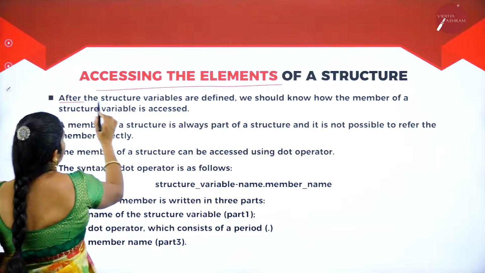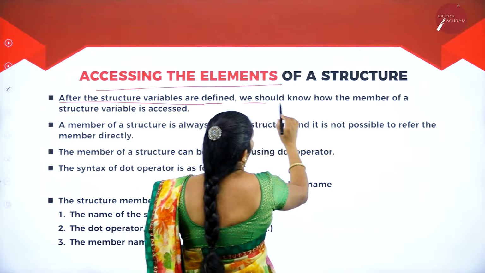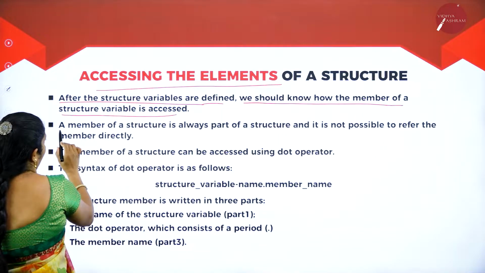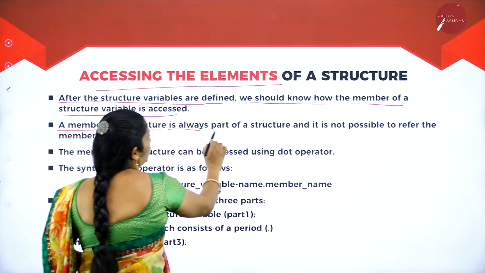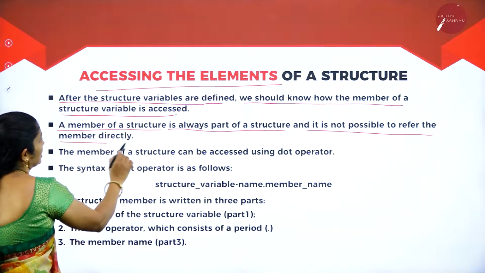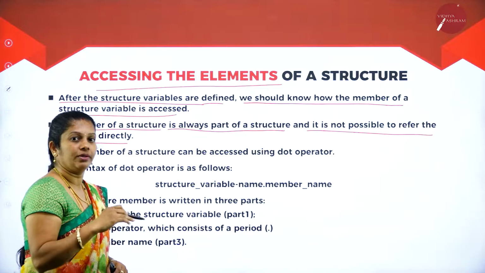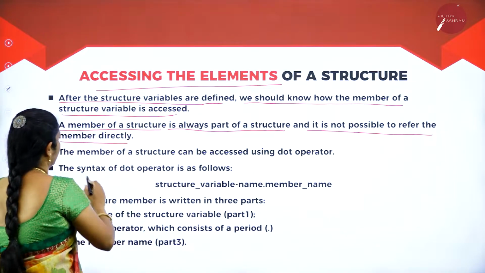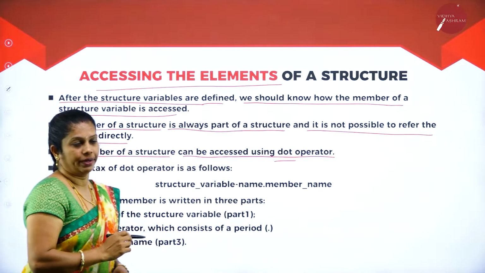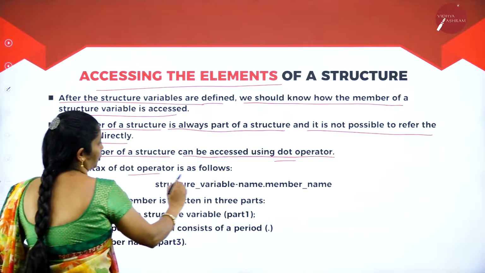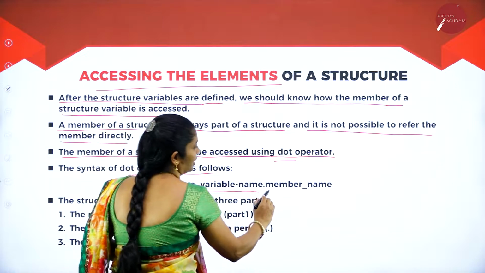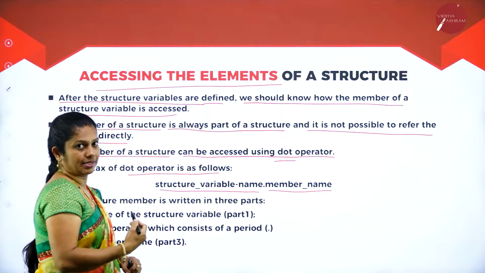After the structure variables are defined, we should know how the members of a structure variable are accessed. A member is always part of a structure, and it is not possible to refer to the members directly. We cannot access the data without the dot operator. The members of a structure can be accessed by using the dot operator. The syntax of the dot operator is as follows: structure variable name, then dot, then the member name you are accessing.